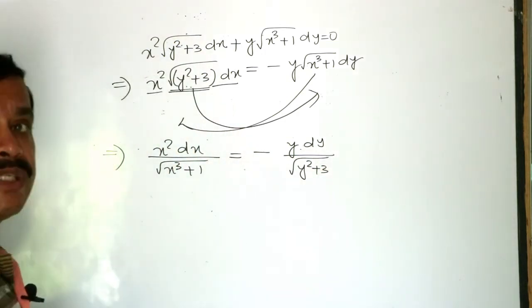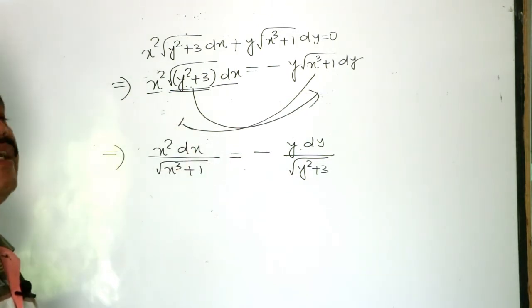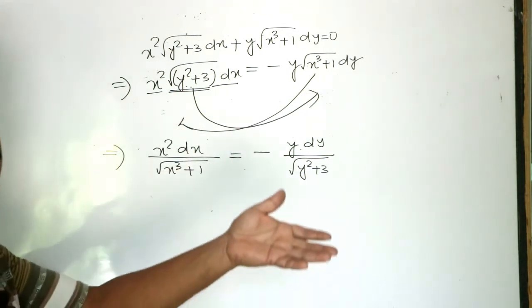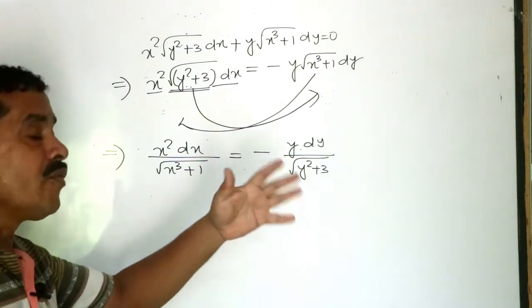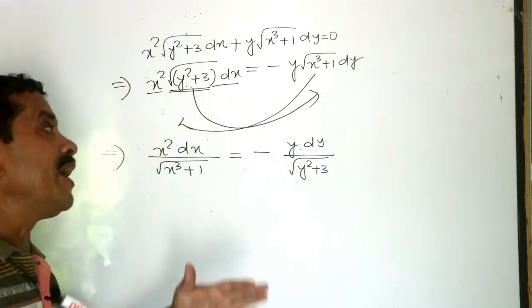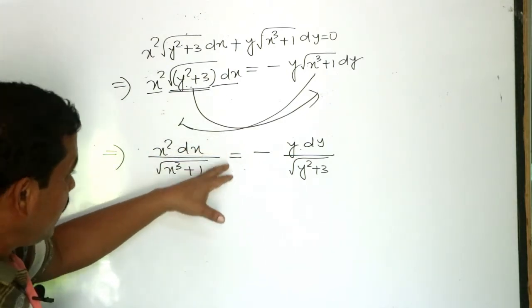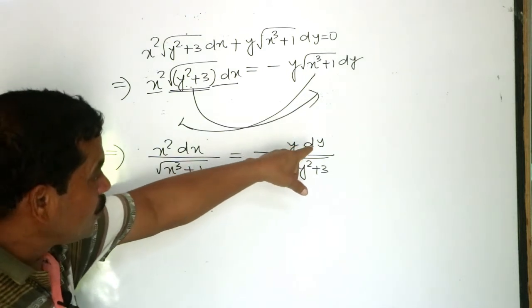If this is not possible, then we go to the second step, that is either linear or homogeneous. Later on we will discuss that, but this differential equation can be solved by variable separation, because the function of x is with dx and the function of y is with dy.